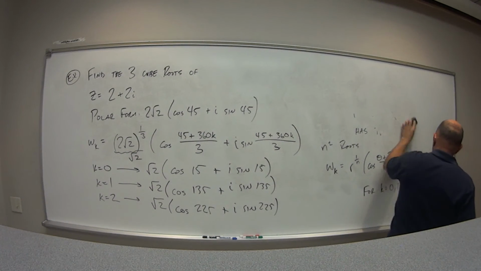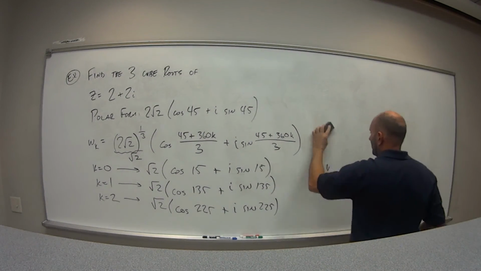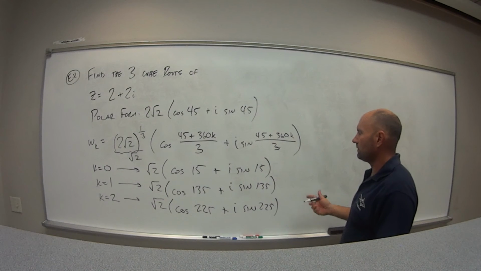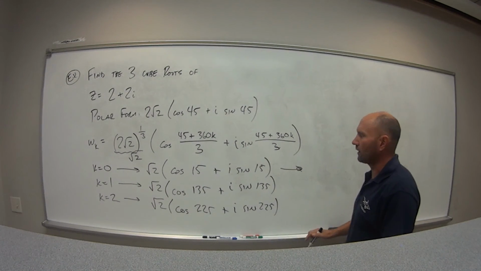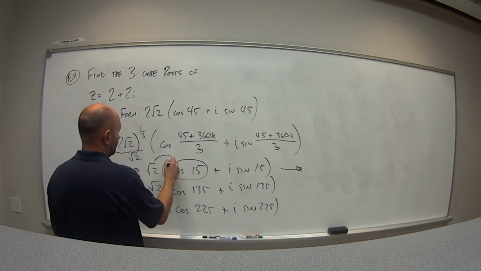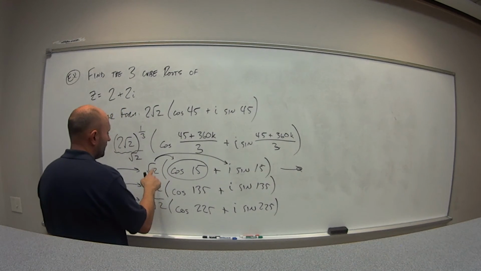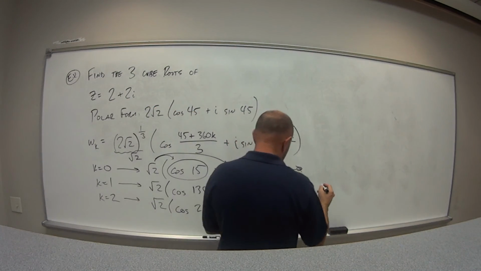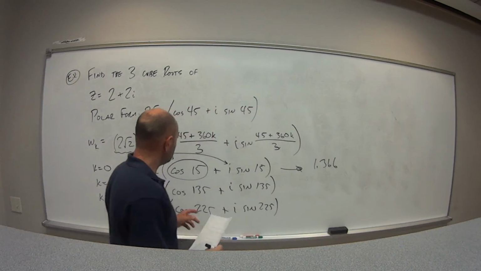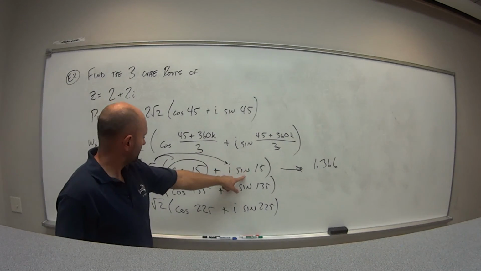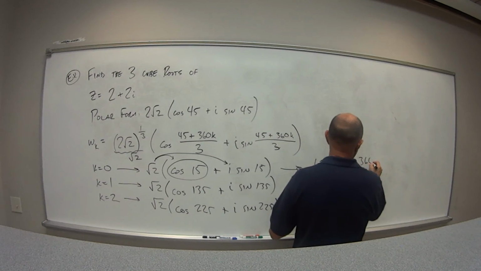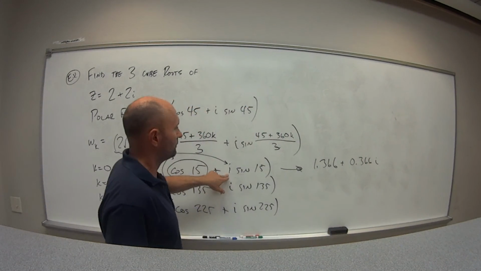So if this was on an exam, that's pretty much about as far as you could go. If on your homeworks, it's asking for decimal places or something, if you have to calculate them, what you're going to do is cosine of 15, do that on your calculator, and we're distributing this square root of 2 to both pieces. So square root of 2 times cosine of 15 gives you approximately 1.366. And then square root of 2 times sine of 15 gives you roughly 0.366, and then we have this i still left over.